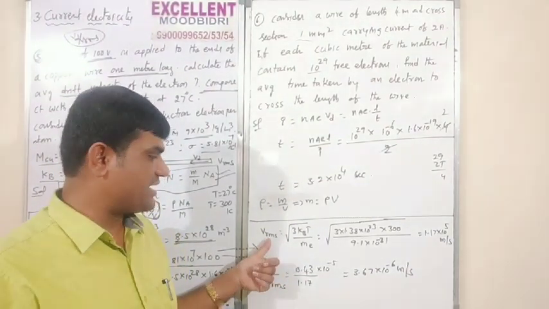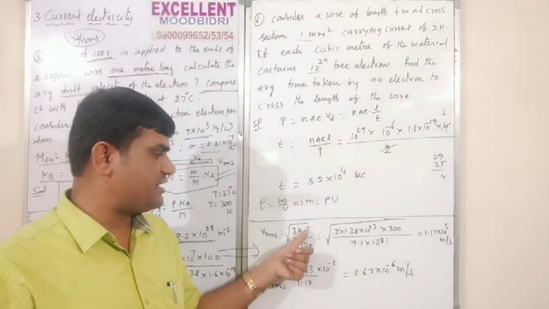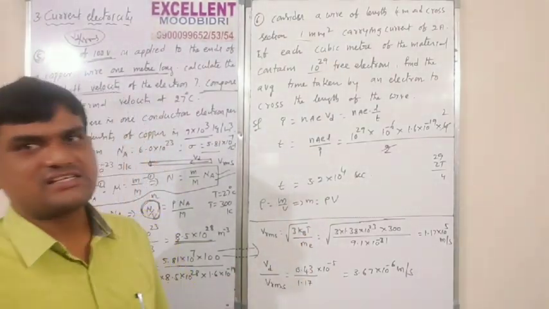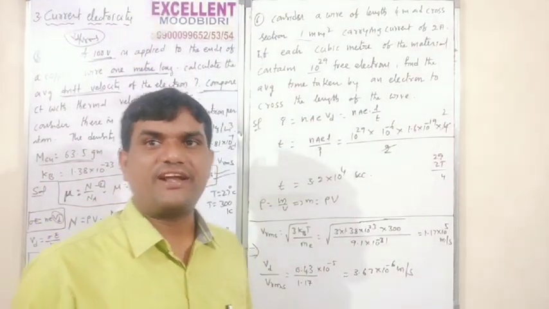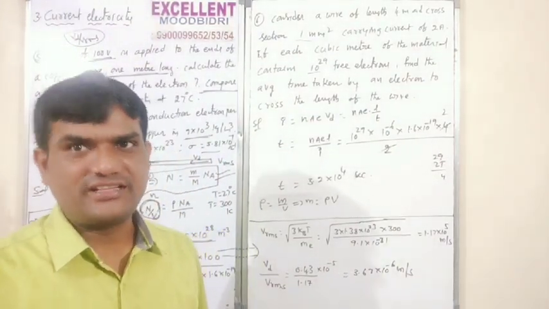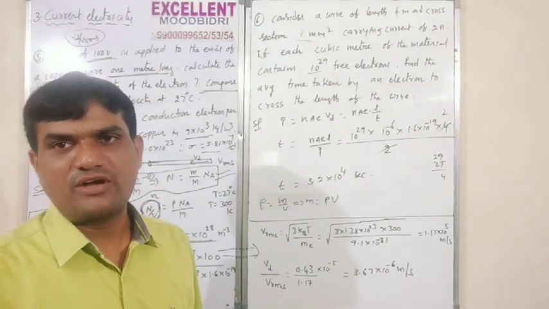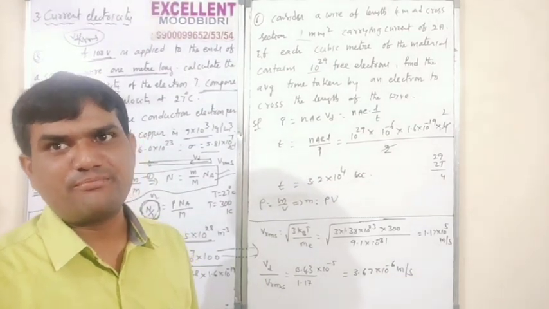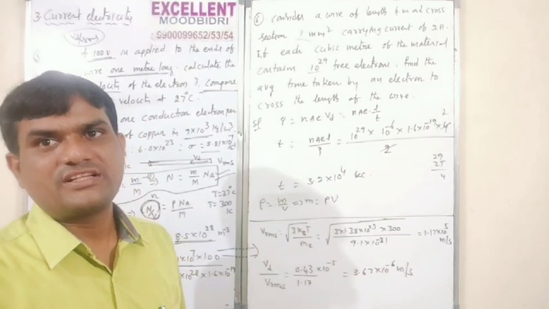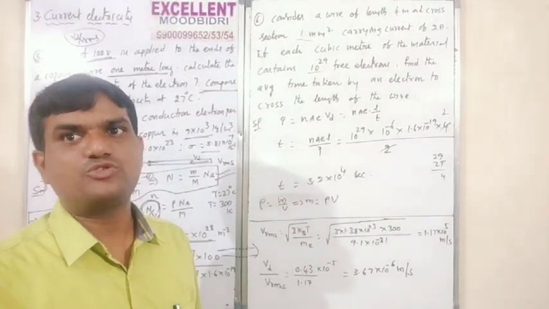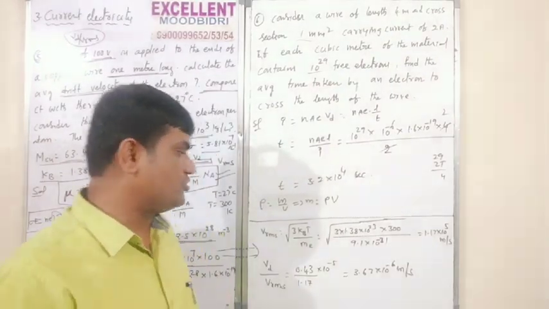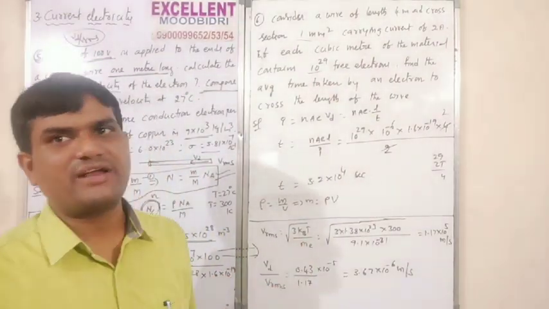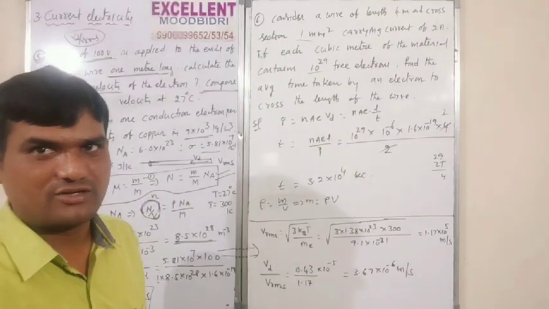Okay. So Vrms is equal to root of 3 kBT divided by the mass of electron. Correct? Kinetic energy in the kinetic theory of gases: 1 by 2 m Vrms square is equal to 3 by 2 kB into T. So 1 by 2 gets cancelled. Vrms is equal to root of 3 kBT by the mass of electron will come. We are taking the mass of electron, right?